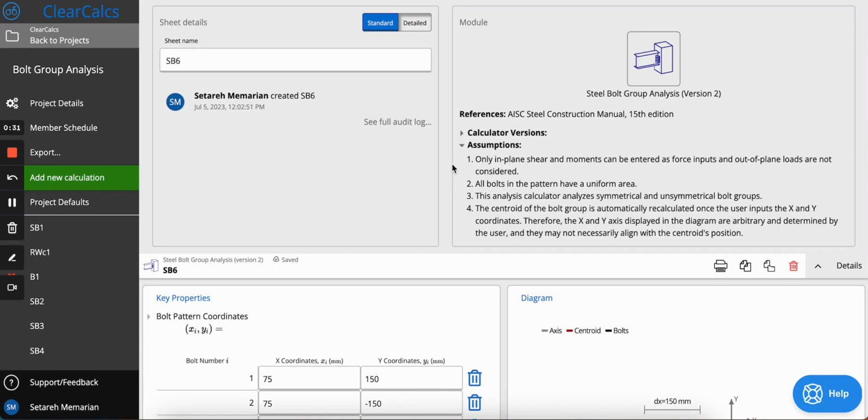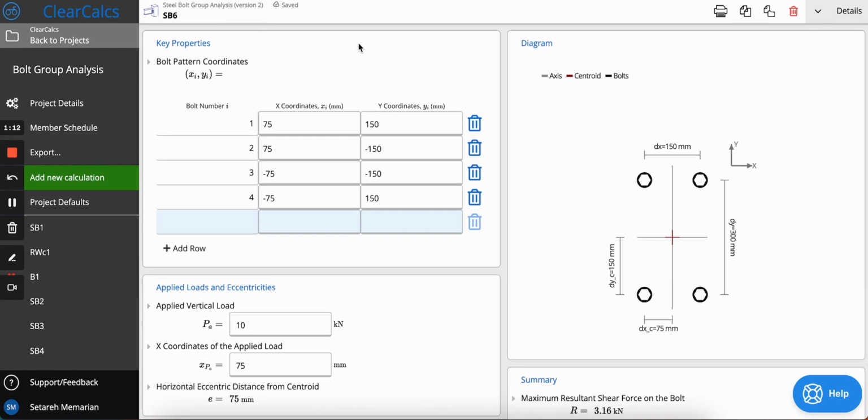This analysis calculator analyzes symmetrical and unsymmetrical bolt groups. The centroid of the bolt group is automatically recalculated once the user inputs the X and Y coordinates. We're going to talk about these assumptions further as we're doing the calculations. Now, the first thing that we're going to see is going to be the bolt pattern coordinates.